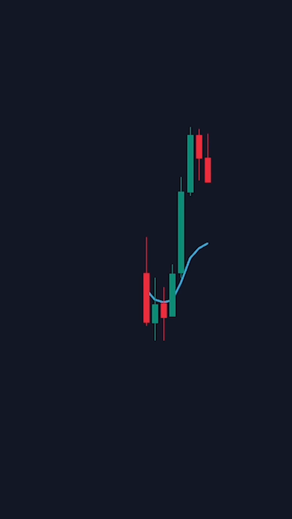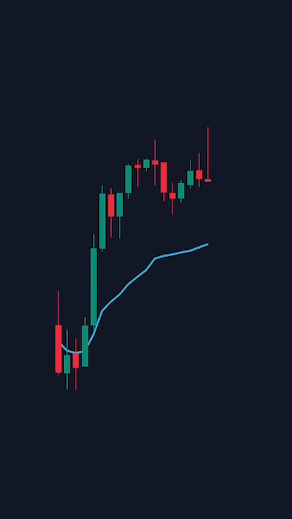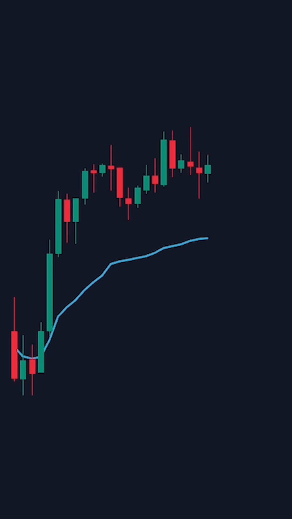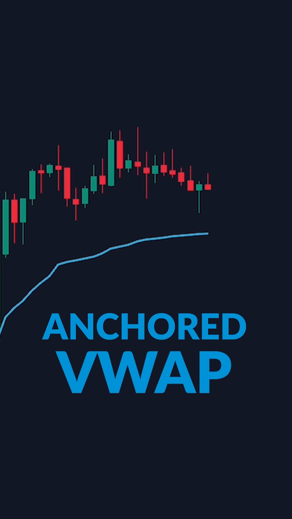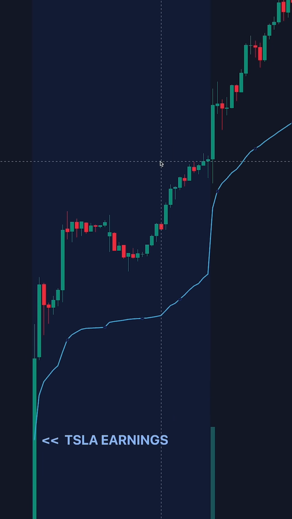Here's an extremely powerful indicator that you can add to your charts right now to make sure you're trading with the trend and finding excellent entries. It's called Anchored VWAP, and it's free on most platforms. It measures the volume-weighted average price from any key inflection point in the market you're trading.